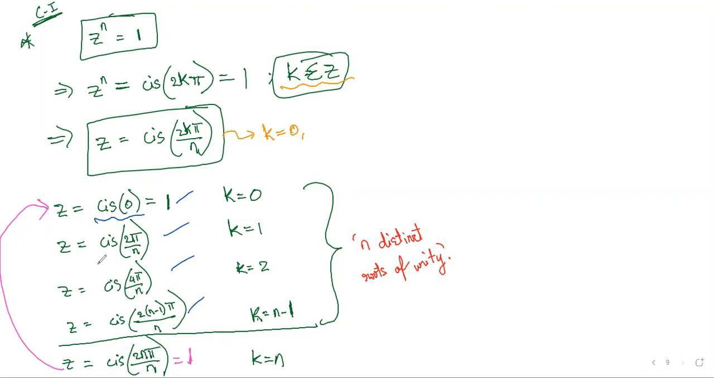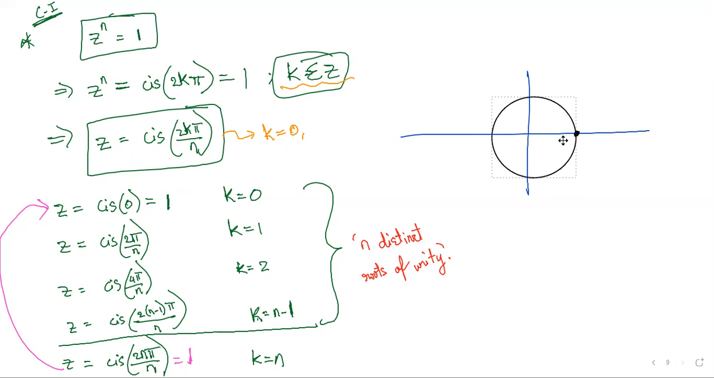Now observe, all of them are cis something, so all of them have a magnitude of 1. All of them are unimodular. One more thing, if you observe, they're all equispaced. For example, what is the first root? 1. What is the second root? Cis 2 pi by n. That means it lies on the same unit circle. Let me make it a little bigger.